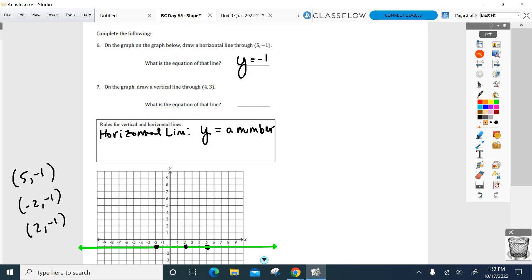Last thing here. How about the slope? Horizontal line. Anybody know slope, Andre? 0. Not like it doesn't exist, 0, but the number 0. There is no slope. Okay, there is no slope.